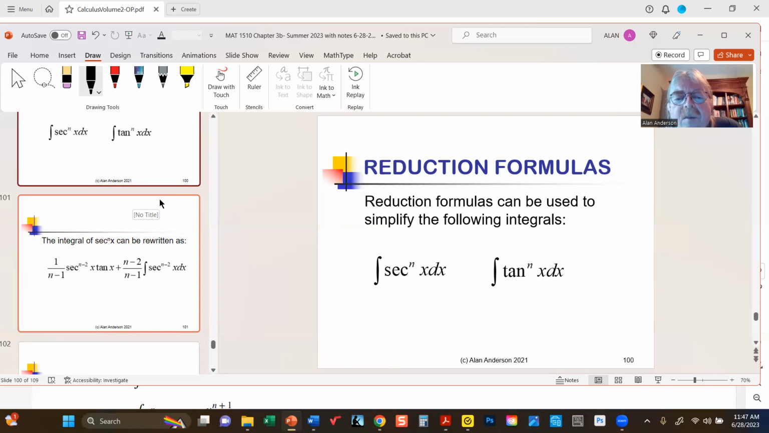But what they are helping us do is come up with a general formula for the secant to any power of n and the tangent to any power of n. And that could come in handy, especially if you're dealing with a very messy case. But notice that these do not apply when there's multiplication going on. In other words, it can't be something like secant squared, tangent squared. It's just secant by itself, tangent by itself. So let me show you what I'm talking about here.